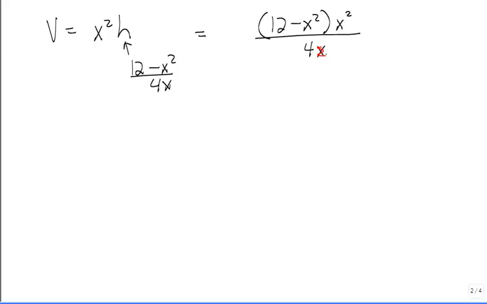Now one of the x's is going to cancel. So this is going to give us 3x minus 1/4 x cubed. It gives us a nice equation because the x here is going to cancel, and then I'm going to divide everything by 4.